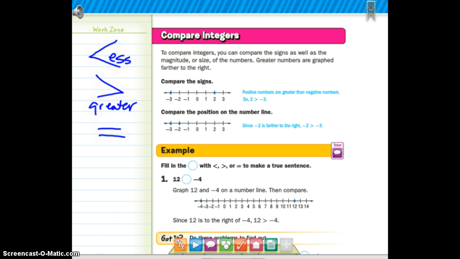Now, one of the big things about a number line, every number to the left of any other number will always be less than. So on our number line, let's put some less than signs. Negative 3 is less than negative 1. Negative 1 is less than 1. 2 is less than 3.